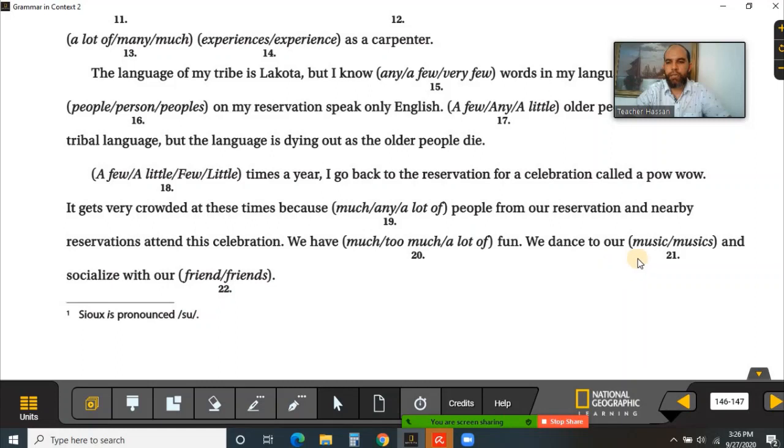We dance to our music. Music doesn't work. Music is non-countable, doesn't take s. We dance to our music and socialize with our friends. Remember here it says a lot of people, so it is expected that they mean many friends, not just one friend. Friends. Okay, here you go.